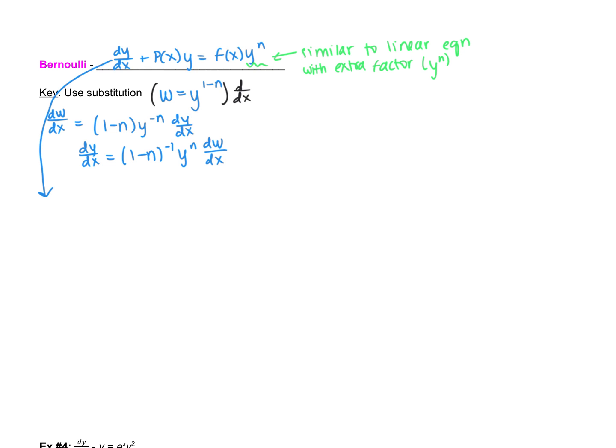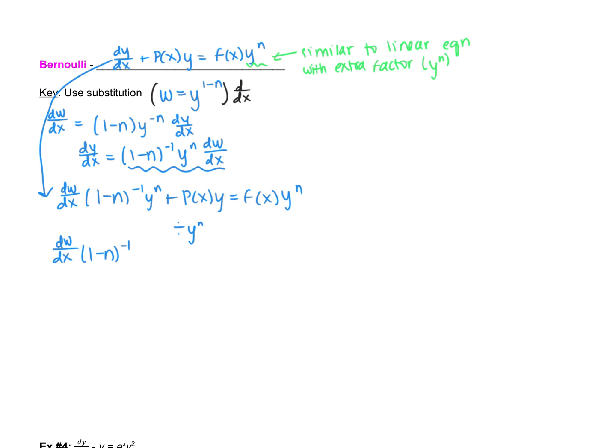Okay, so we're going to see how that's going to help us. If we go back to this equation, our dy dx, now we're going to replace all of this for dy dx. So we get dw dx, (1 subtract n) to the negative 1, y to the n, add p of x multiplied by y is equal to f of x times y to the n. So we're going to divide by that y to the n. So when we do, we get dw dx multiplied by (1 subtract n) to the negative 1, add p of x times y to the 1 minus n is equal to f of x.